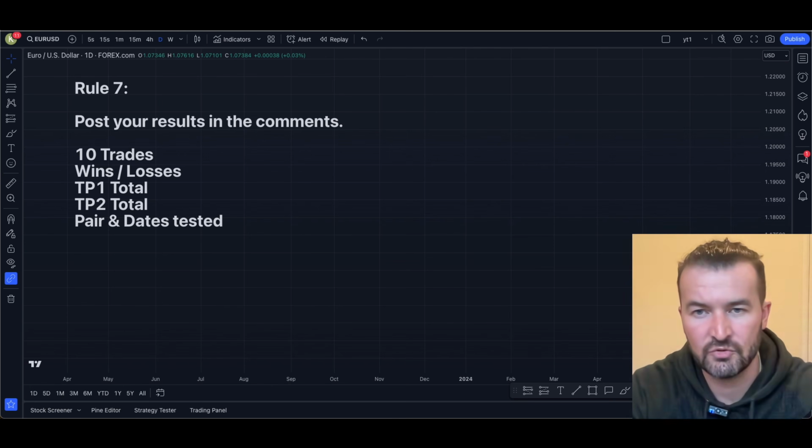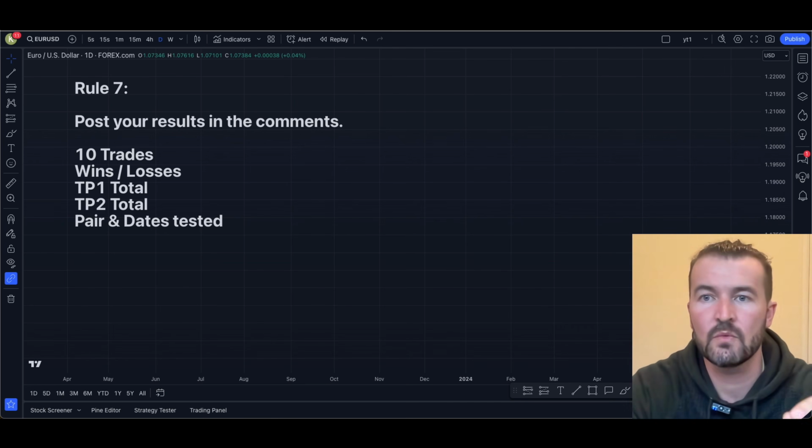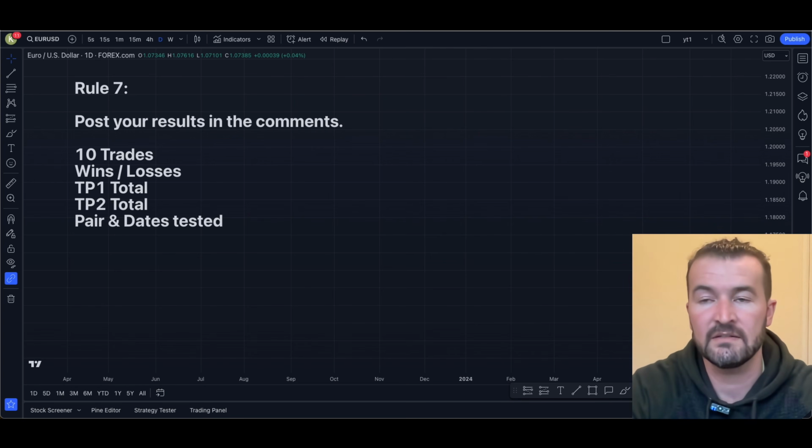Okay, so 10 trades, your winners versus your losers. For example, 3 winners, 7 losers. Your TP1 total, which is to the nearest swing on the M1, and your TP2 total, which is to the next POI. It could be 15 TP1, 38 TP2, and I want to know the pair that you've traded and the dates that you've tested.